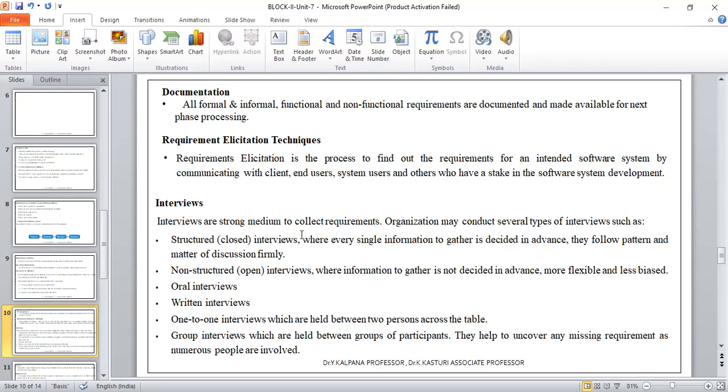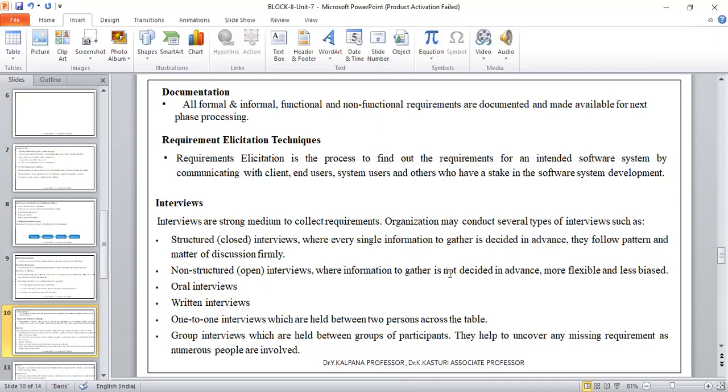Organizations may conduct several types of interviews so that they can collect the requirements from the clients and the end users. Structured interviews are closed interviews, that is, they decide what to talk about and then conduct the interview. Every single piece of information to gather is decided in advance, and they follow the pattern and matter of discussion firmly because in closed interviews the topic is already known in advance. That is closed interviews. Non-structured interviews are where they won't decide in advance, but will have a general talk. That is called an open interview.